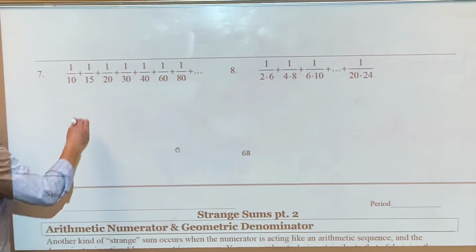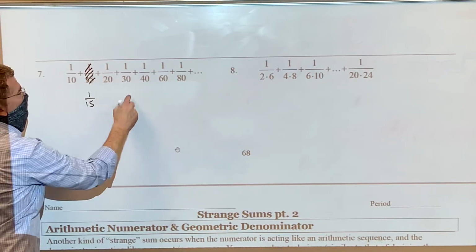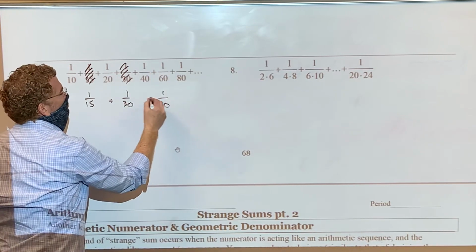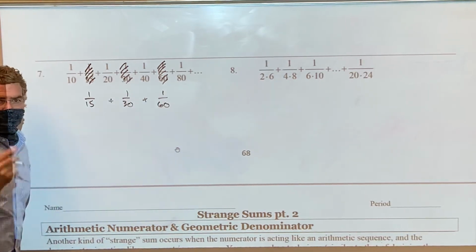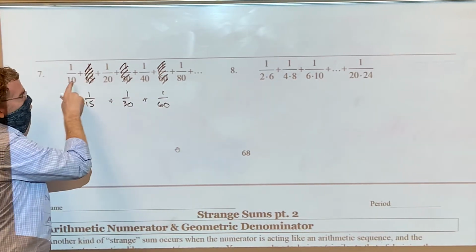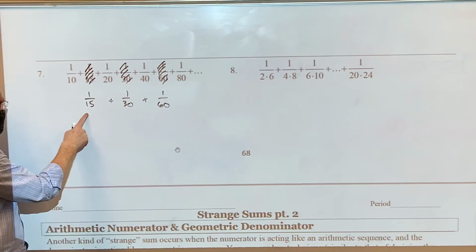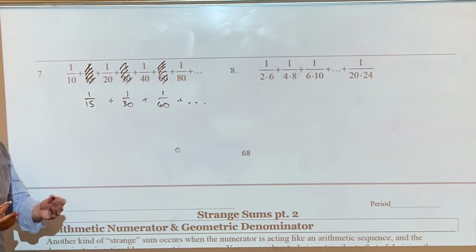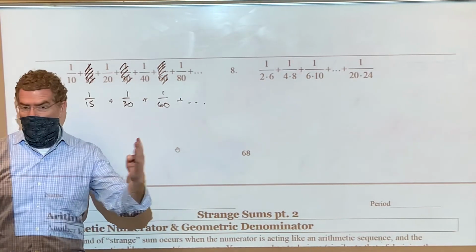What if I pulled out the 1/15th and the 1/30th and the 1/60th? What do I have now? I got 2 geometrics. I have this geometric where I'm multiplying by a 1/2, 1/2, 1/2, and I have this geometric where I'm multiplying by a 1/2, 1/2, and they're both infinite. Can I add up infinite geometrics? Yes. If the ratio is what? Less than 1. Between -1 and 1, is it?